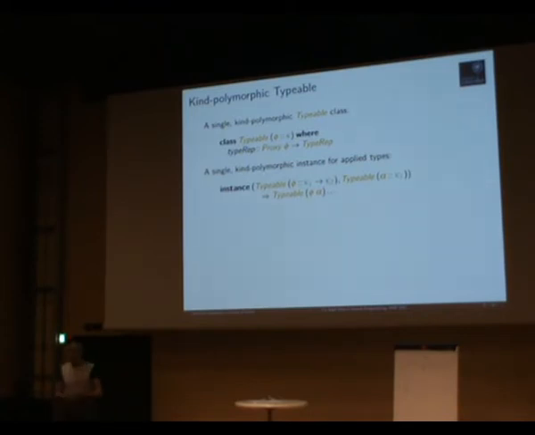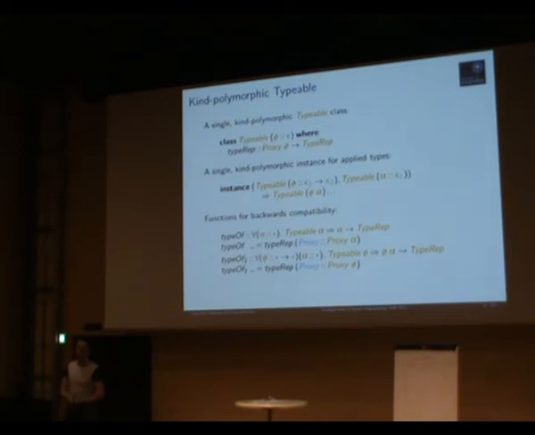And now we can give a single kind polymorphic instance for the applied types. If we have something of kind K1 to K2 and something of kind K1, then we can apply them to each other, and this gives us towers of applications for higher kinds in one go. And then we can keep for backwards compatibility the old methods typeOf and typeOf1 by just calling the kind polymorphic typeRep with the appropriate Proxy type. So this all works, that's good.